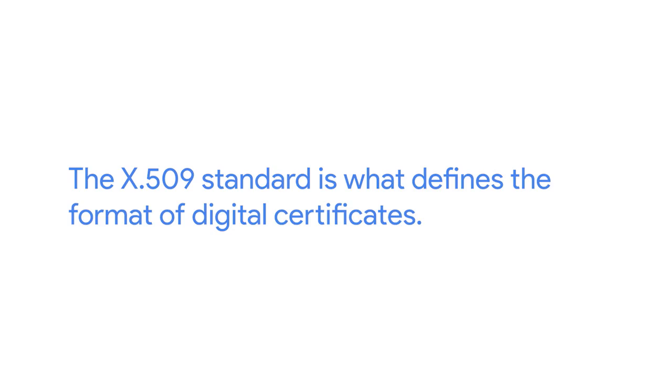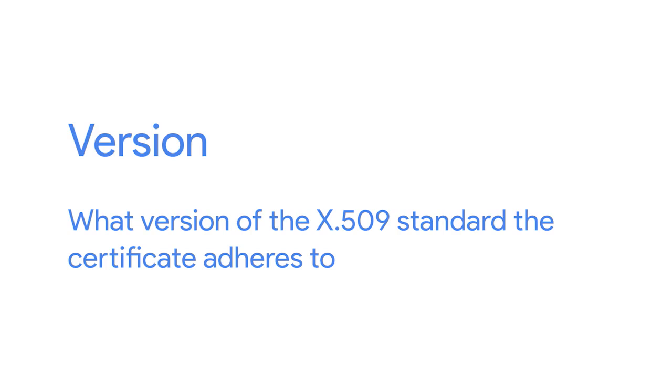The X509 standard is what defines the format of digital certificates. It also defines a certificate revocation list, or CRL, which is a means to distribute a list of certificates that are no longer valid. The X509 standard was first issued in 1988, and the current modern version of the standard is version 3.